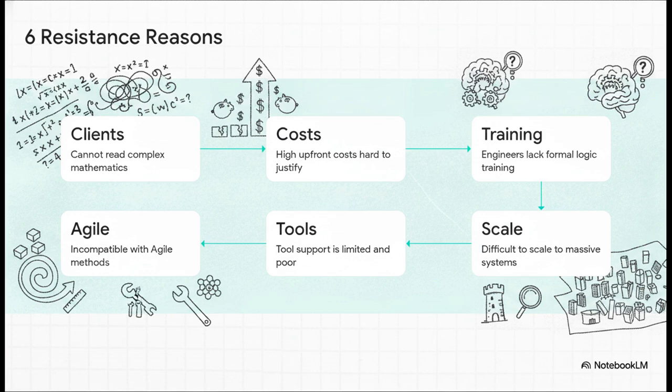Fifth, tool support is quite limited, often open source, and honestly can be pretty poor because the commercial market for these tools is tiny. And finally, number 6, formal methods require a very strict, plan-based approach, which makes them fundamentally incompatible with the rapid, incremental, agile development methods that most of the industry relies on today.